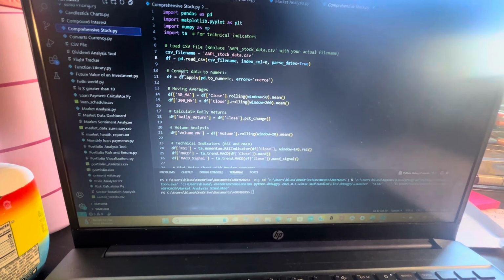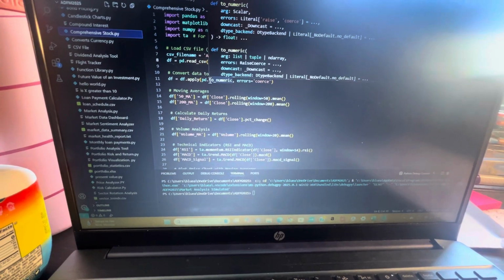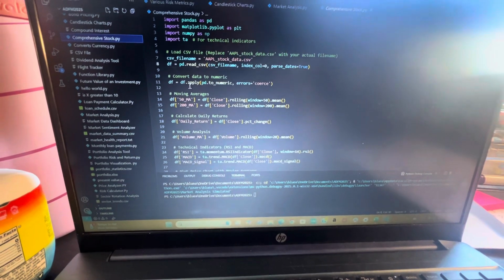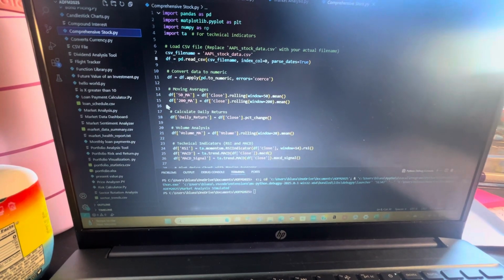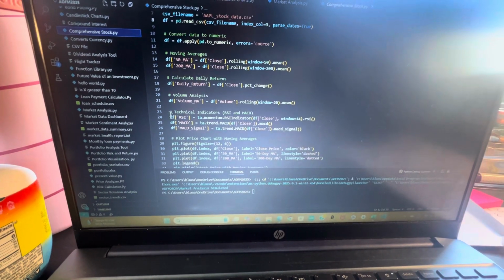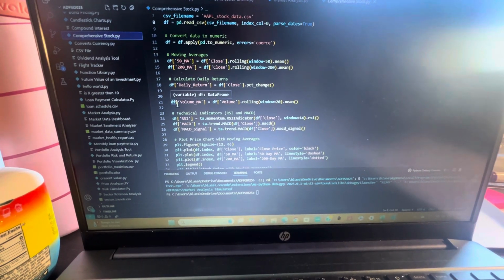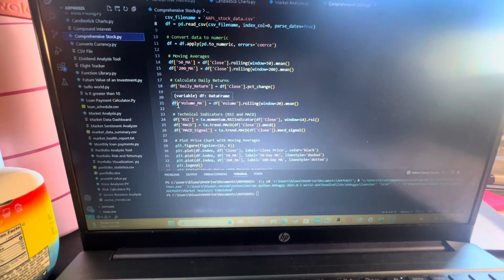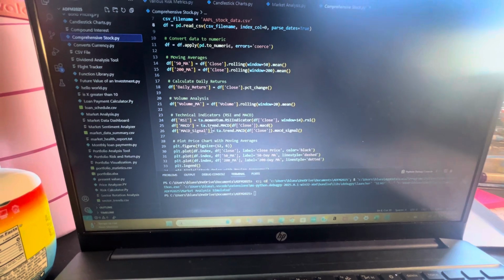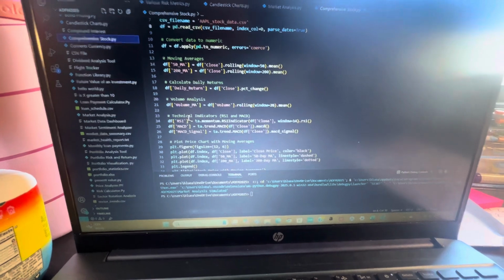Then down here is where we are converting all the data that's pulled from this file into numbers, and this will ensure that when we're doing our calculations later, all the data is in the correct format to be calculated. Then lines 13 through 16 is calculating the moving averages. 17 through 18 are calculating the daily returns. 20 to 22 is the volume analysis, which measures trading activity and defines and calculates the technical indicators. Then down here, these technical indicators are used to analyze price momentum, trends, and reversals.